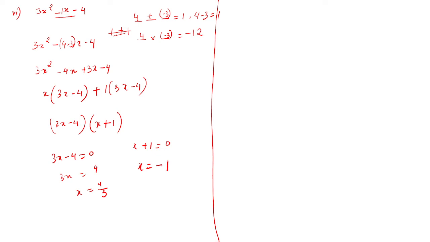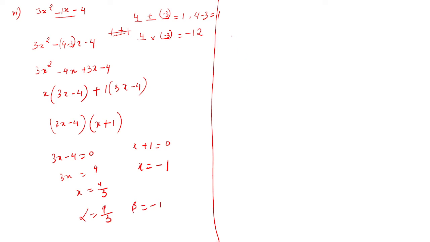Clear? That means when you substitute the value of x as minus 1 over here, this equation will become 0. In the same way, if you substitute your x with 4 by 3 in this given equation, this equation is bound to become 0. So the values of x equal to 4 by 3 and x equal to minus 1 are called the zeros, or called the solutions sometimes. So alpha is 4 by 3 and beta is minus 1. Okay?